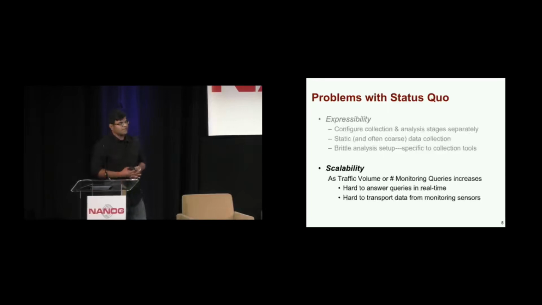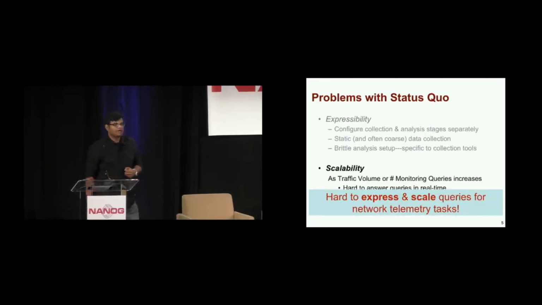The second challenge is scalability. As the traffic volume increases, or the number of monitoring queries or telemetry queries that you want to execute in the network increases, it becomes very hard to answer these queries in real time. And that's the key if you want to build futuristic self-driven networks, or even in the current world, if you want to solve problems in real time. Also, given this set of collection tools across the network, it's very hard to transport the data from the collection to the storage warehouses. So to summarize the problem with the status quo of network telemetry, it is very hard to both express as well as scale these network telemetry tasks.